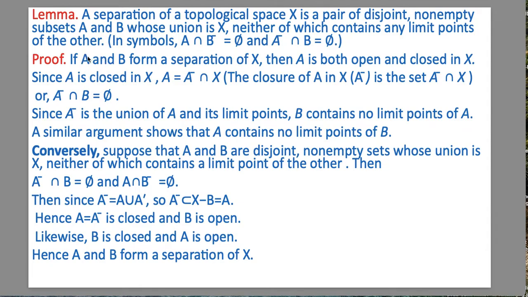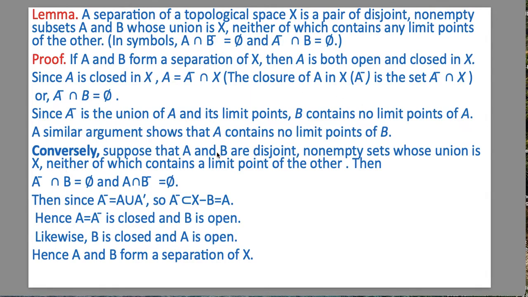Since A is closed in X, therefore A is equal to A bar intersection X, and we know that the closure of A is the set A bar intersection X, and we can also say that A bar intersection B is equal to phi. Since A bar is the union of A and its limit points, B contains no limit point of A. A similar argument shows that A contains no limit point of B.